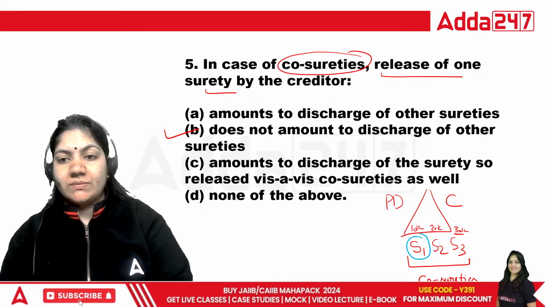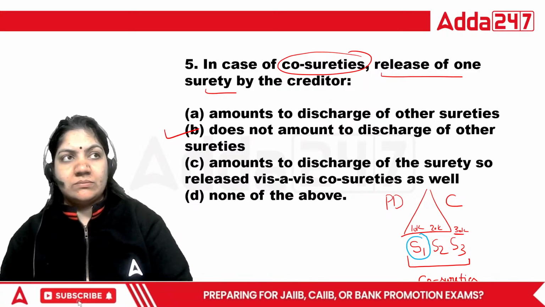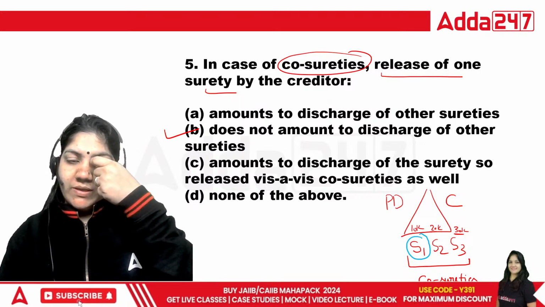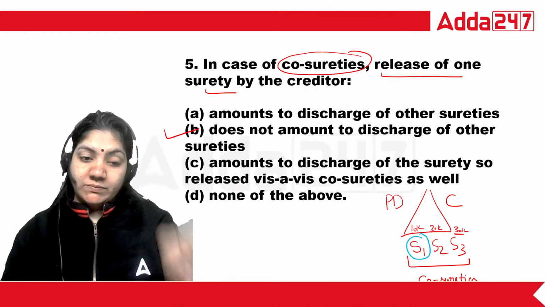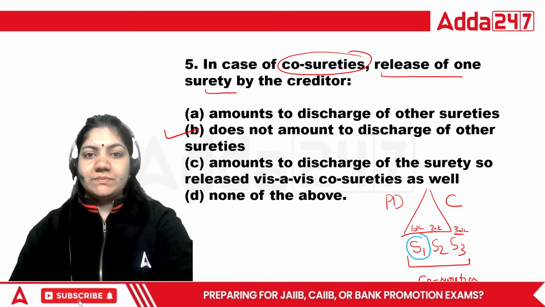Is that okay? Okay, class? So this is the right answer. Fifth, B is the right answer. Is that clear? Next.